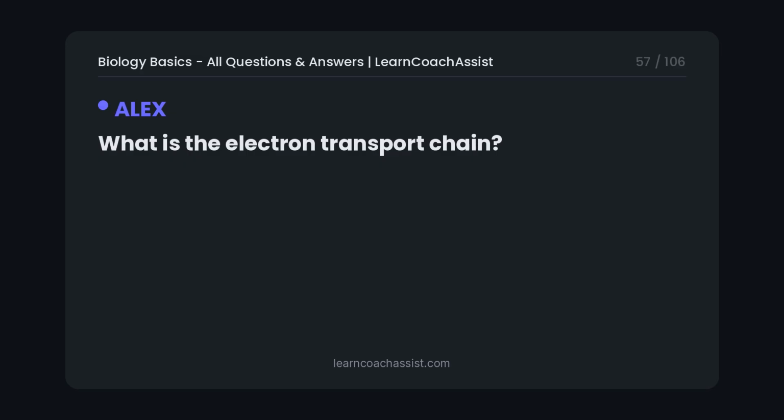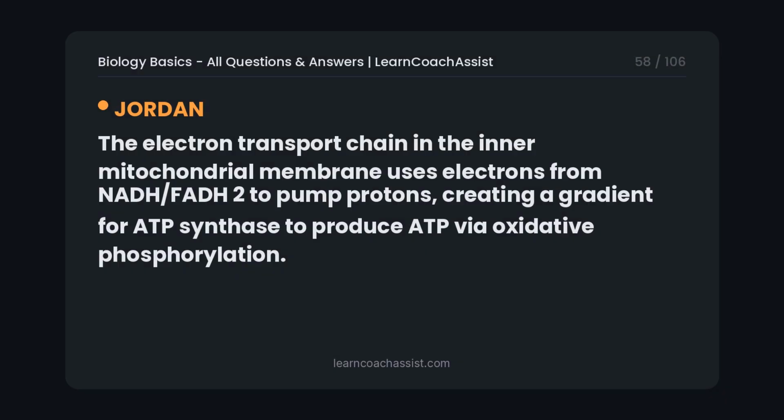What is the electron transport chain? The electron transport chain in the inner mitochondrial membrane uses electrons from NADH/FADH2 to pump protons, creating a gradient for ATP synthase to produce ATP via oxidative phosphorylation.